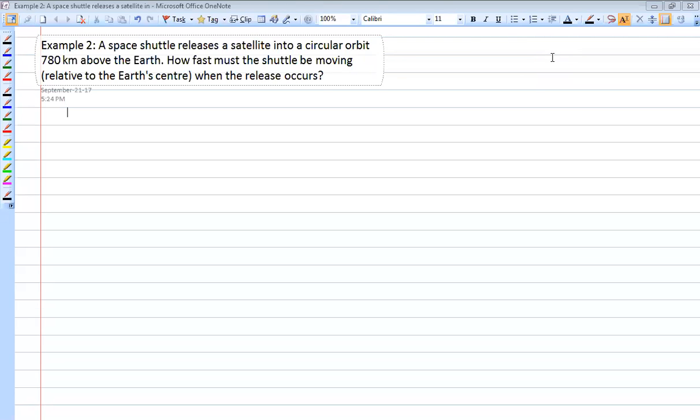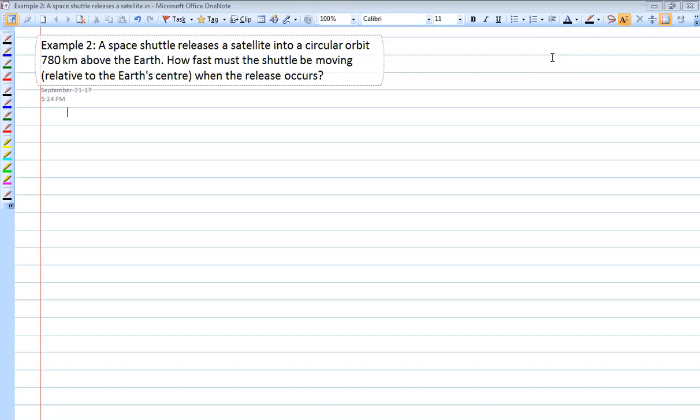This is an example from section 5.4 on gravity and orbits. So we have a satellite circling the Earth, 780 kilometers above the Earth, and we are trying to find out the speed of the shuttle that released the satellite. In other words, the speed of the satellite that allows it to be in uniform circular motion at that height above the surface of the Earth.